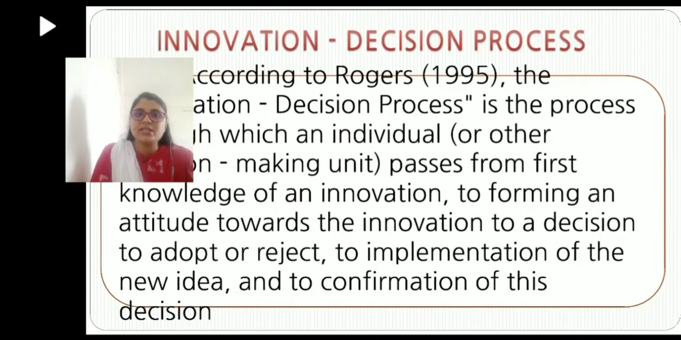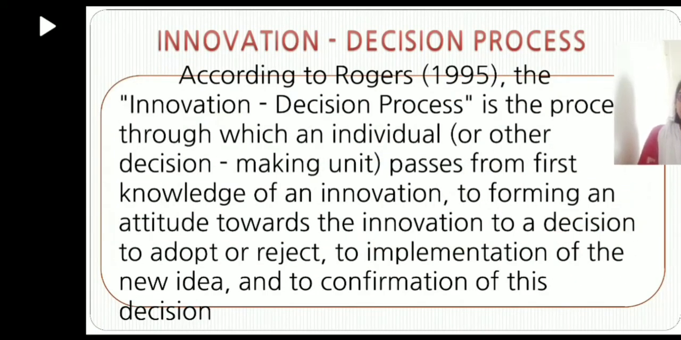So next we are going to discuss the innovation decision process. So what is this innovation decision process? According to Rogers in 1995, the innovation decision process is the process through which an individual or other decision making unit passes, in 5 stages, from knowledge of an innovation, then to forming an attitude towards that innovation, that is the persuasion stage, to a decision to adopt or reject that innovation, to implementation of the new idea, and to confirmation of this decision. So how many stages are there? 5 stages. All are included in this innovation decision process.